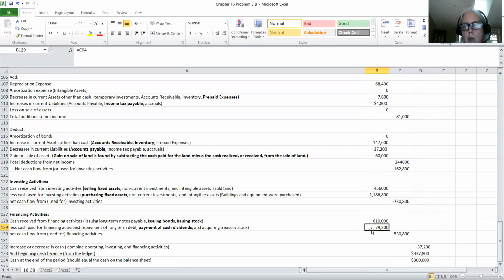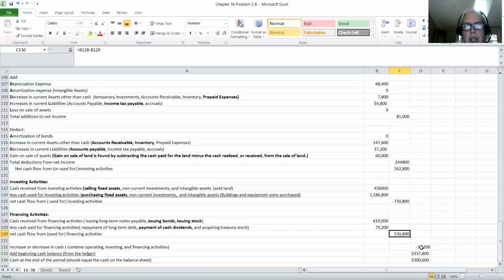The only thing that resulted here was we had a payment of cash dividends, and this comes from your retained earnings account. This $610,000 is cash that you received in, minus the cash that you paid out for the dividends, means that the net cash flow for the financing activities is a positive $530,800. That's because the cash that we received in was more than what we paid out.